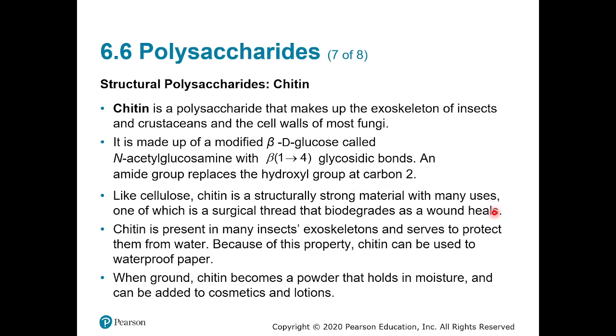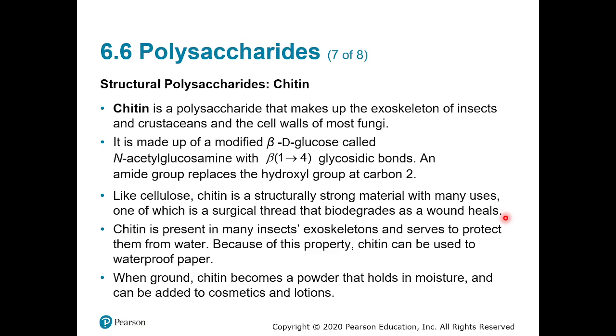So like the cellulose, the chitin is actually going to be a structurally strong material, has many uses. You can use it for surgical thread, for example, that will actually biodegrade over time. And so as your wound heals, your surgical thread actually degrades and comes off on its own. Okay? And then you don't have to go in and get somebody to remove the surgical thread, like back in the day you used to.